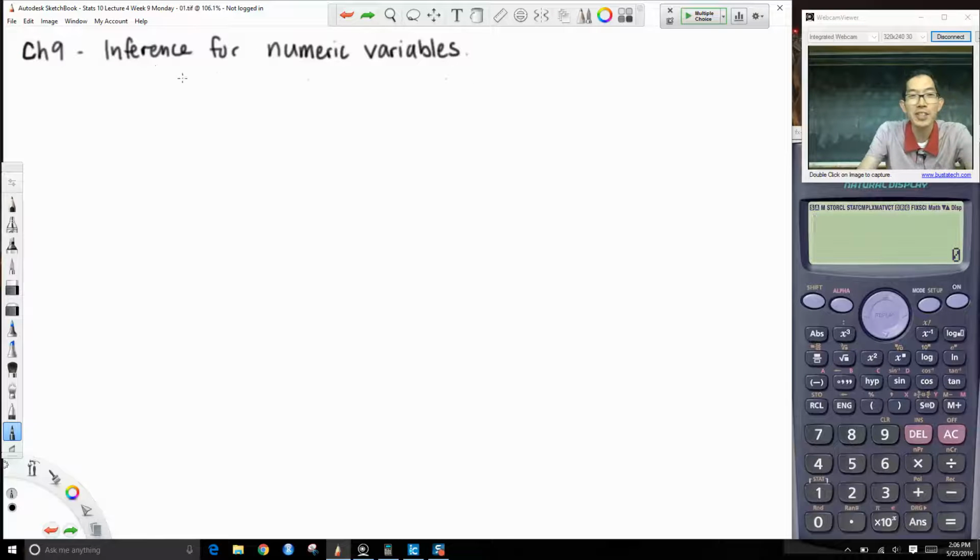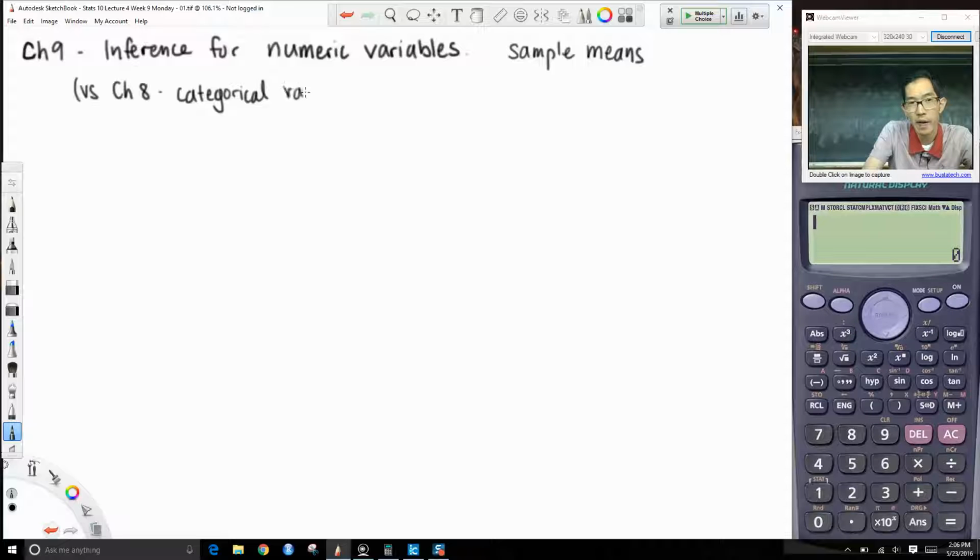Okay. Inference for numeric variables. Okay, so as opposed to Chapter 8 where we were dealing with categorical variables, this time we are dealing with sample means. Versus Chapter 8, which was categorical variables, and we dealt with sample proportions.